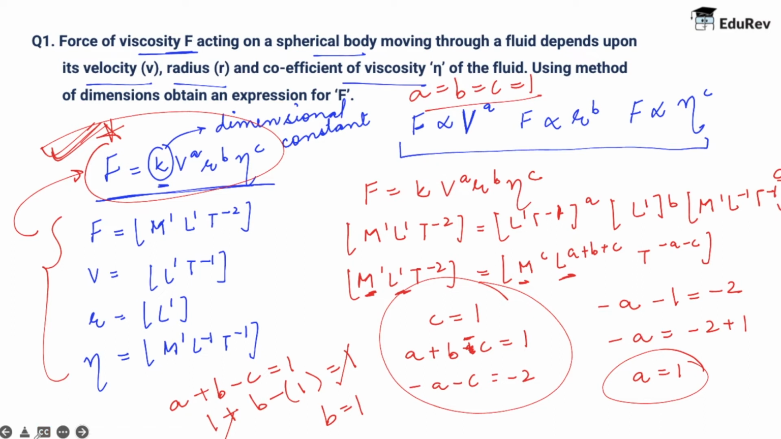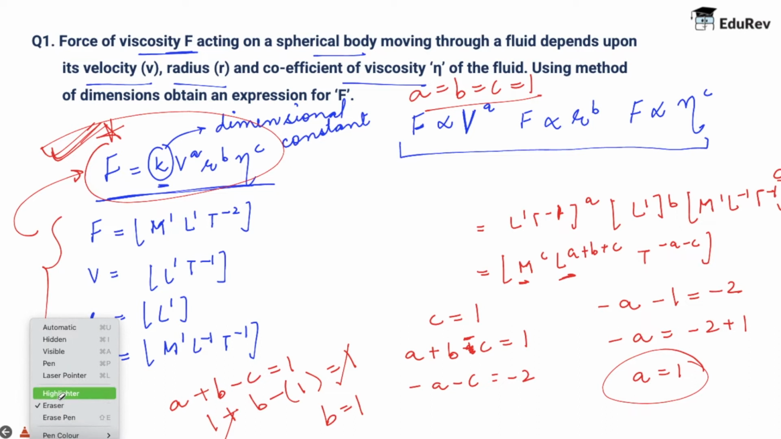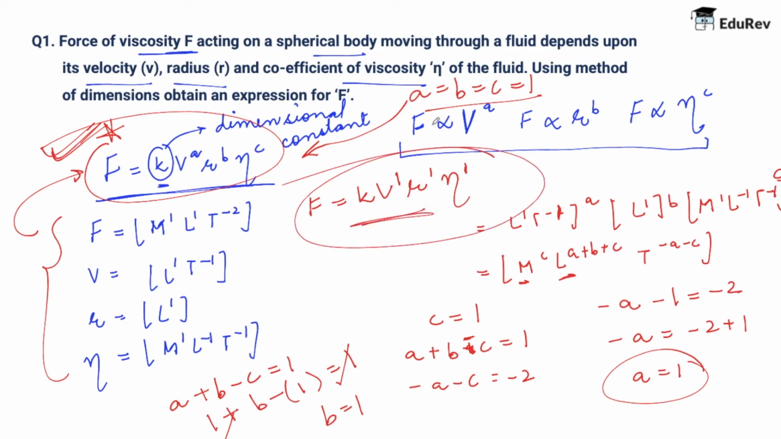And because of this, I'm going to write my formula as what? Just a minute. Yes, if I'm going to erase all of this. So I know that A is equal to B equal to C equal to 1. So I'm going to substitute this into this. And when I do so, F will be equal to K, V to the power 1, R to the power 1, and eta to the power 1. Simple. So this is the result, and this is the formula of F, and we have obtained this by the method of dimensions. I hope you understood this.